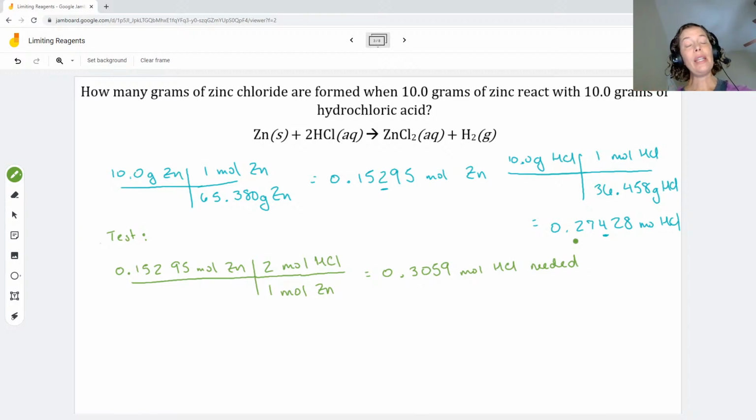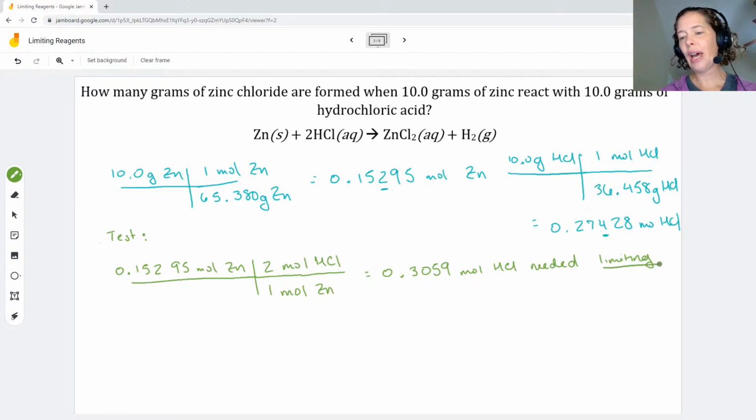Now, what we need to do is say, hey, okay, so we need 0.3 moles of hydrochloric acid. How much hydrochloric acid is in the storage closet? Well, this much hydrochloric acid is in the storage closet. So I need 0.3059 moles, but I don't have enough. I only have 0.27 moles. So I am going to run out of hydrochloric acid first. So my hydrochloric acid is limiting.